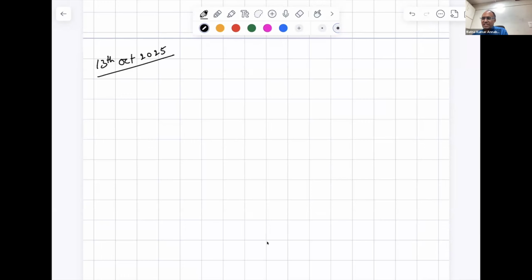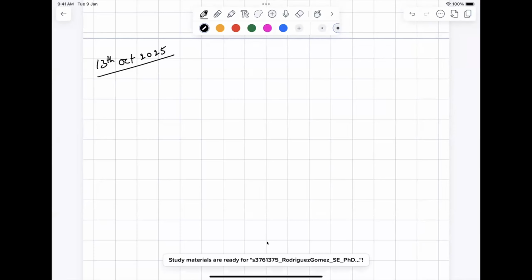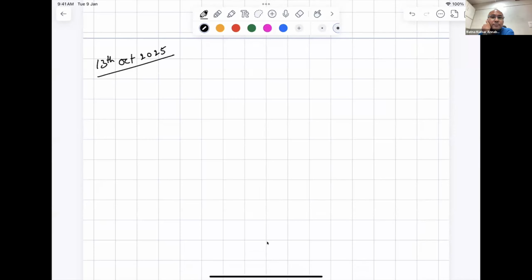All right, so can we get started? What we will do in today's class is try to understand the concept of invariants. In order to drive that point, let me start from a vector.